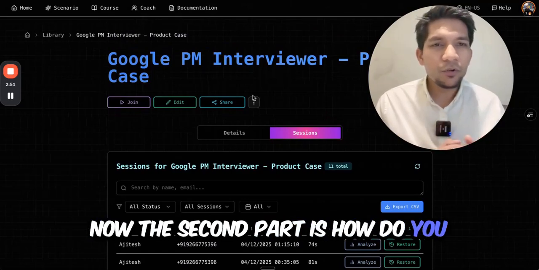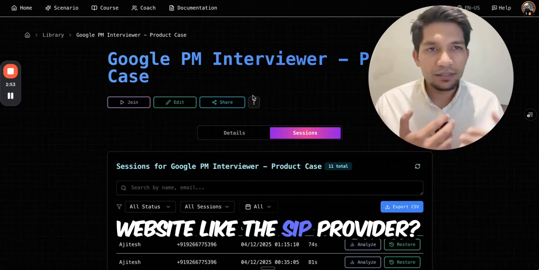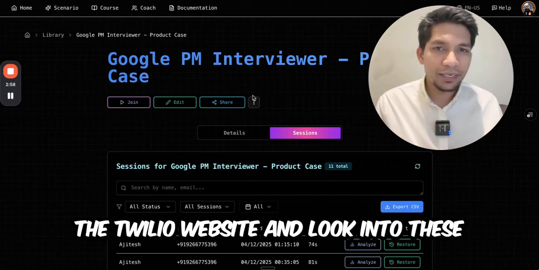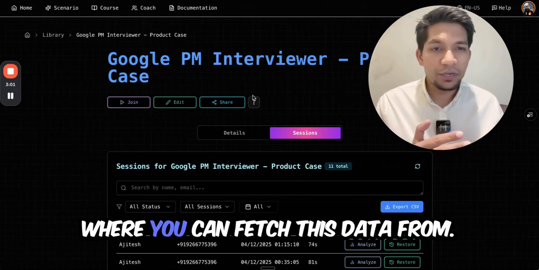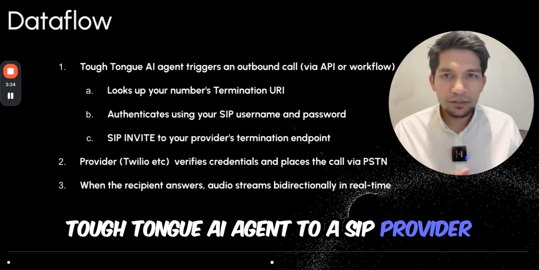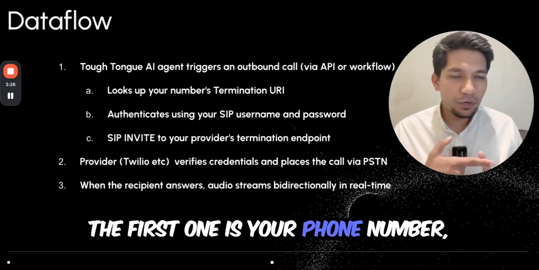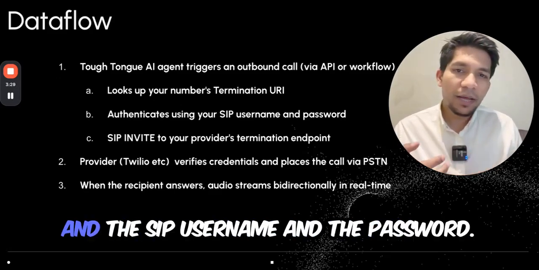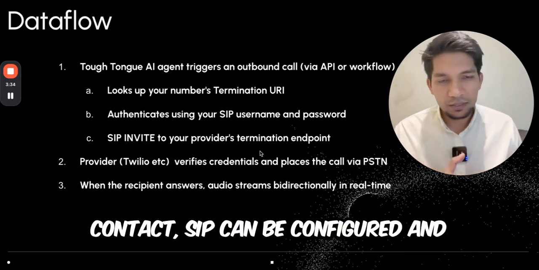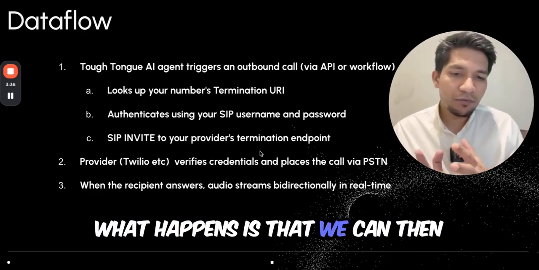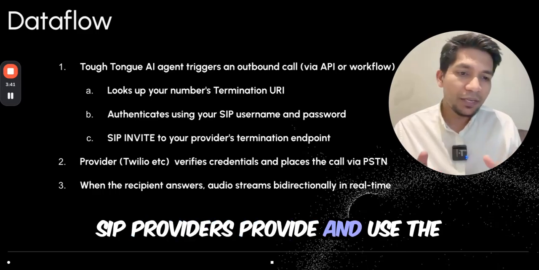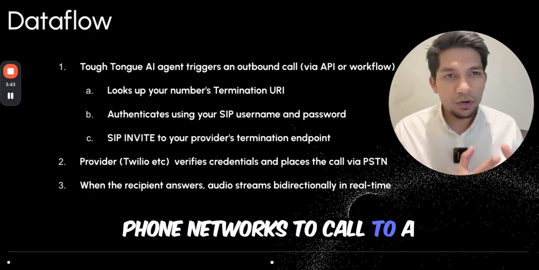Now, the second part is how do you bring the SIP details from another website, like the SIP provider? I will first walk you through the concept, and then we'll go to the Twilio website and look at where you can fetch this data from. Whenever you connect a Tough Tongue AI agent to a SIP provider, you need four things. The first one is your phone number, then the termination endpoint, and the SIP username and the password. Once you have all of these, the SIP can be configured. We can then connect to a PSTN network that the SIP providers provide, and use the phone networks to call a particular number.